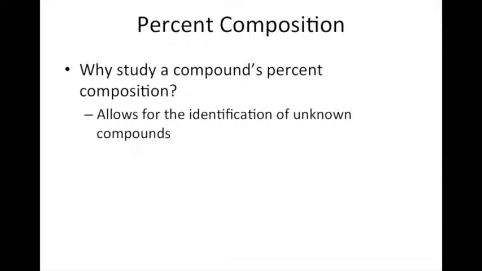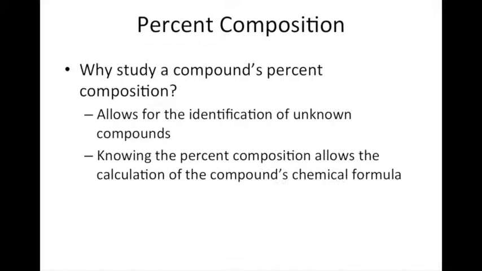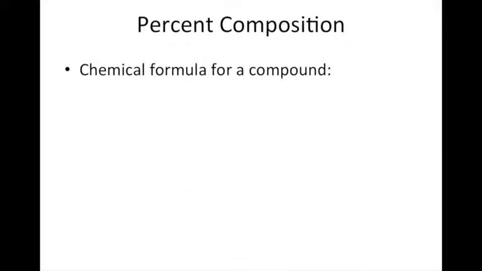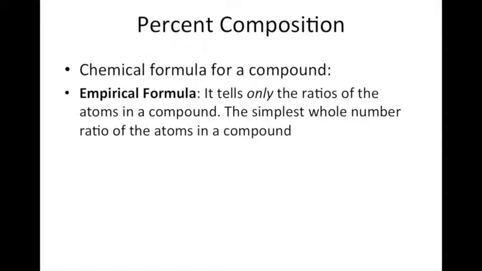So why do we study a compound's percent composition? Well, it allows us to identify unknown compounds, which is very important in chemistry. And so knowing the percent composition allows us to calculate the compound's chemical formula. When we talk about chemical formula, there are 2 ways we can express the chemical formula of a compound. The first way, or simplest way, is what we call the empirical formula. And it tells us the simplest whole number ratio of the atoms in a given compound.